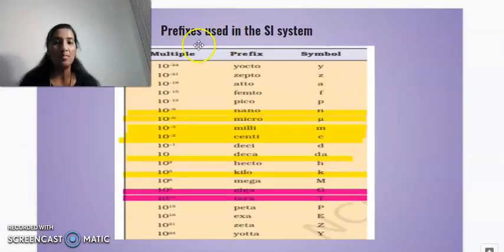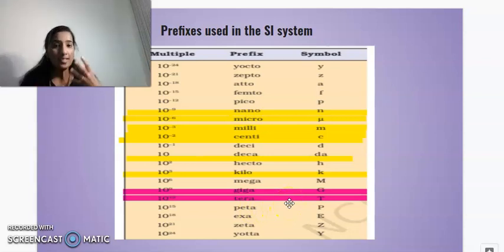Next, we have to study some prefixes used in SI unit. There are a lot of prefixes, symbols and multiples given in the textbook. It may not be easy for you to learn all the symbols and all the prefixes. Some are very important, like nano, 10 raised to minus 9, micro, 10 raised to minus 6, and the symbols. Then 10 raised to minus 3 is milli, 10 raised to minus 2 is centi, then 10 is deca, 10 raised to 9 is giga, 10 raised to 12 is tera, and so on.